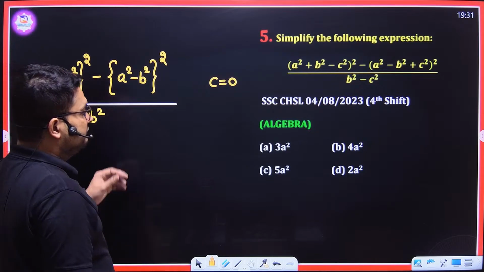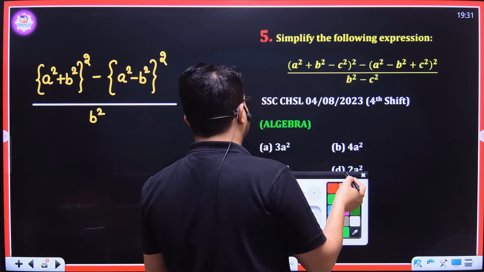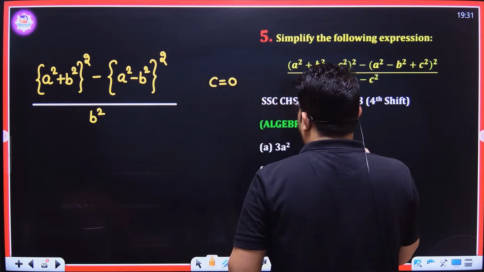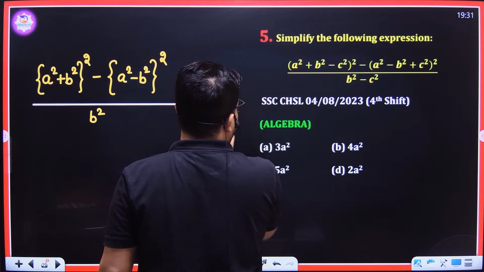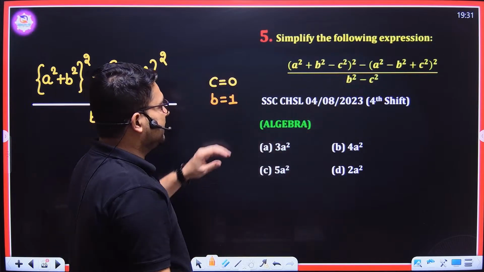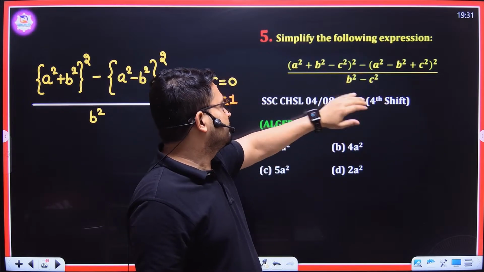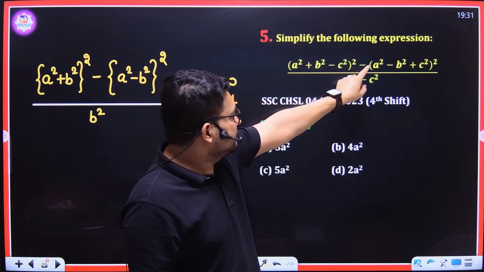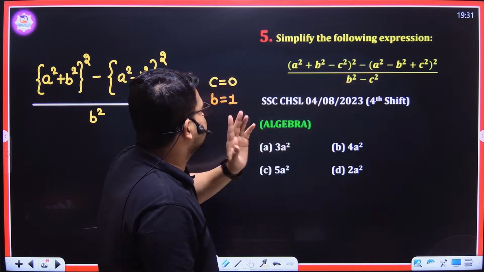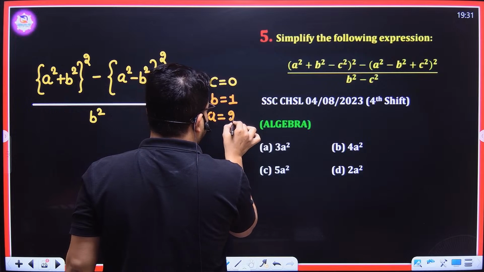Or you can put the values here also. See, my answer does not depend upon b. If I put b equal to 1, then I don't have anything in the denominator. C equal to 0, 1 minus 0 is 1. So I have (a square plus 1) whole square minus (a square minus 1) whole square. Put the value of a. If I put a equal to 2, then what do I have?